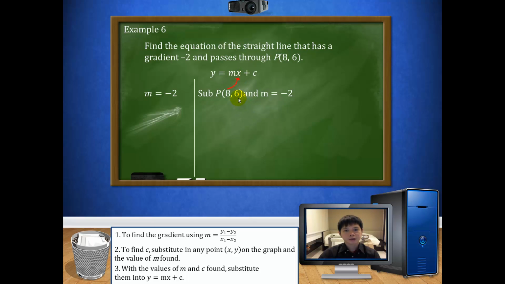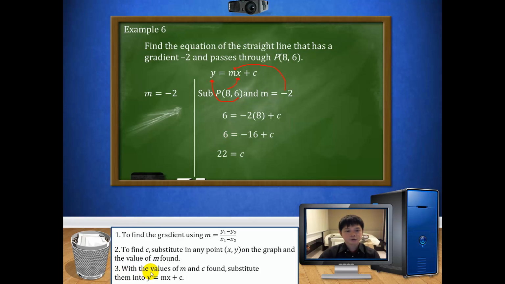What about this value here? Since this is the y-coordinate, we shall substitute into y. And finally, m equals -2. Yes, it is very obvious that we will substitute into m here, which is the gradient. After doing so, we will have 6 equals -2 multiplied by 8 plus c. Now, please be very careful when you are substituting in all the values here. Simplifying, we will have 6 equals -16 plus c. Finally, to find c, we will add 16 on both sides, and we will have 22 equals c.